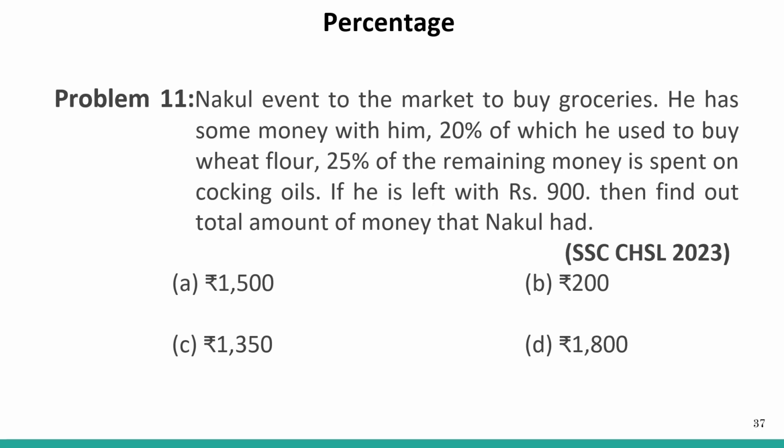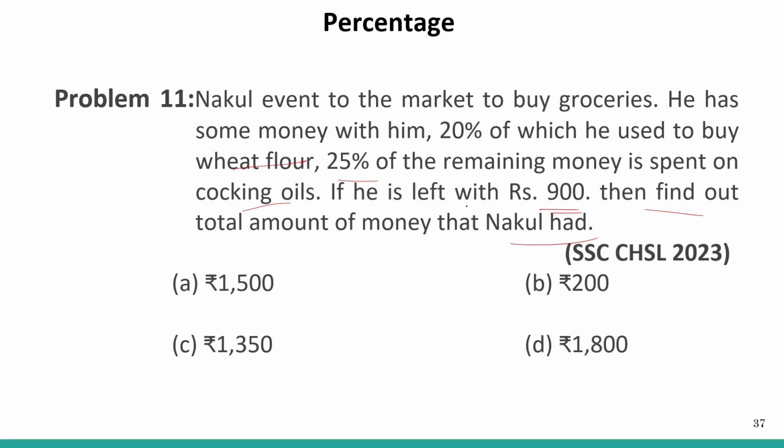Okay. So Nakul went to the market to buy groceries. He has some money with him. So 20% of which he used to buy wheat flour. 25% of the remaining money is spent on cooking oils. So if he is left with 900 rupees, then find out the total amount of money that Nakul had. So Nakul went to market to buy groceries. Okay, he had some money with him. So 20% of which he used to buy wheat flour, and 25% he used to spend on cooking oils.